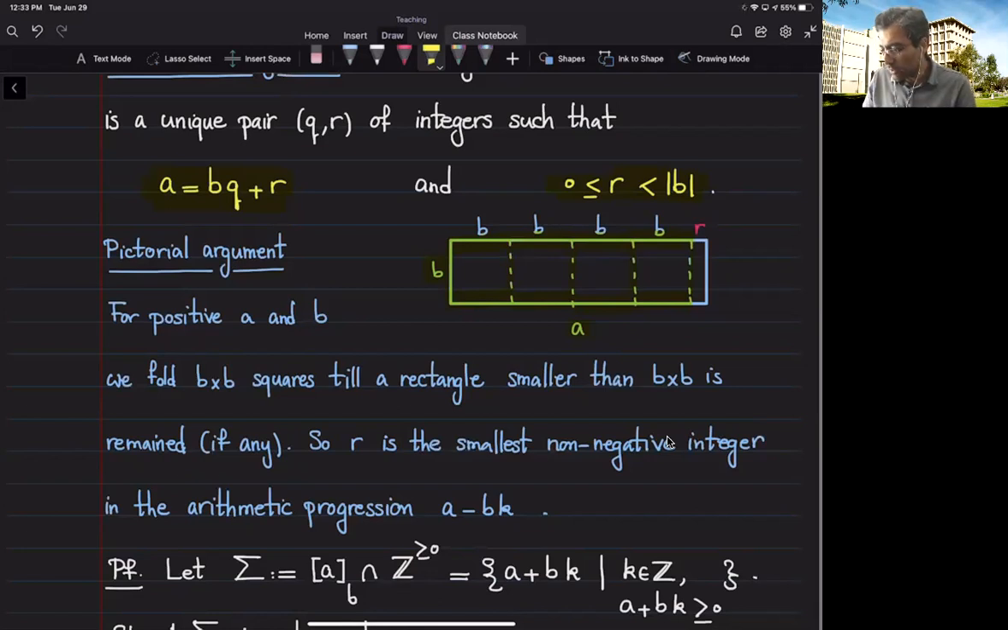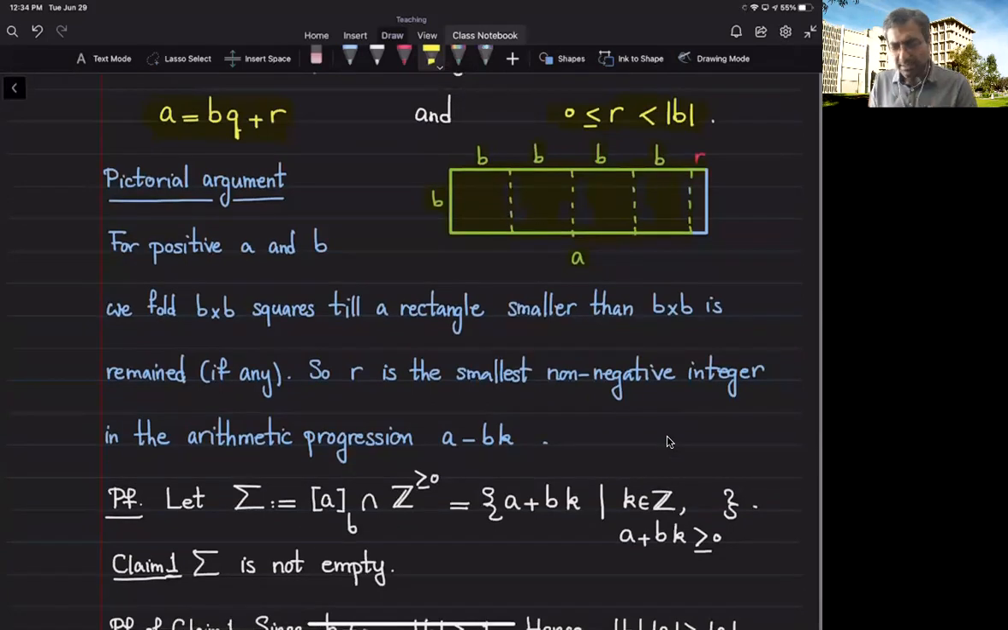Then the number of squares that I've cut is going to be my quotient. So here in this picture, I have 4 b by b squares. So that means my quotient would be 4. And my remainder, of course, depends on what a is, but it's definitely this length. Okay, that's the picture that we should have in mind.